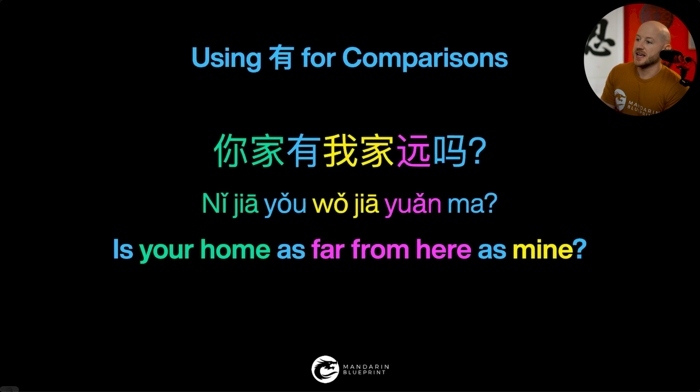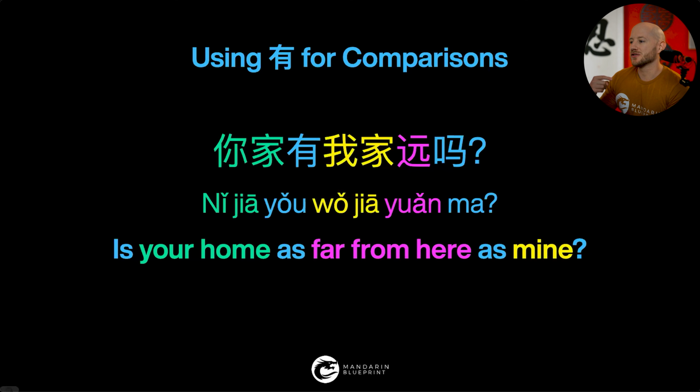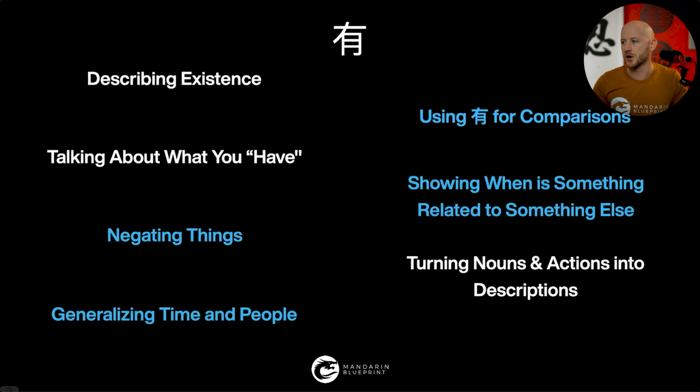So if I were to say 你家比我家远吗? Then I'm asking, is your house farther away from here than mine? So then it's clearer that the distance is farther. At some point we'll have a video on 比 and we'll discuss that stuff. It's actually not that hard to understand, but that's the link that would mean specifically farther, as opposed to just reaching that level.